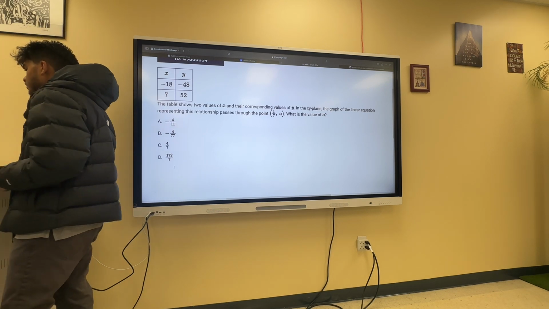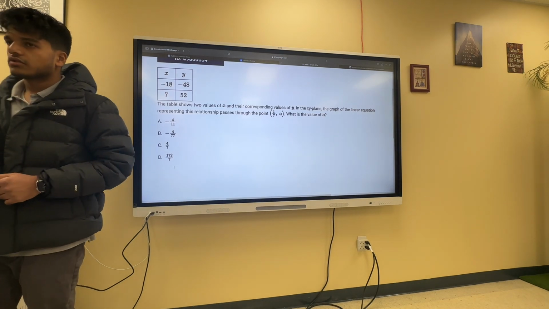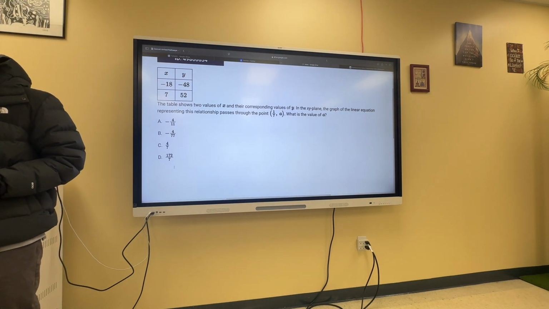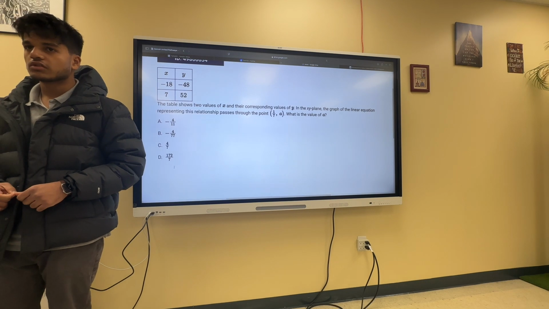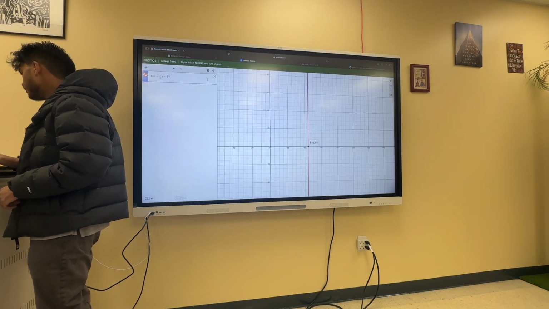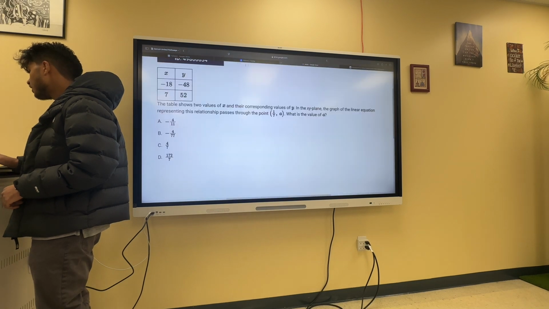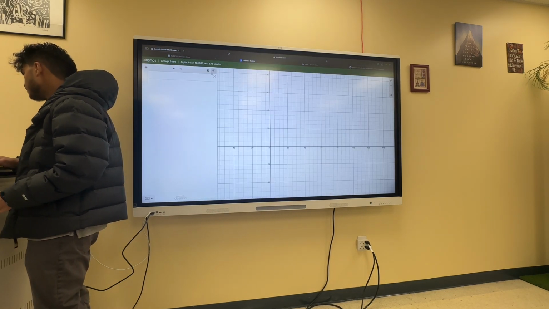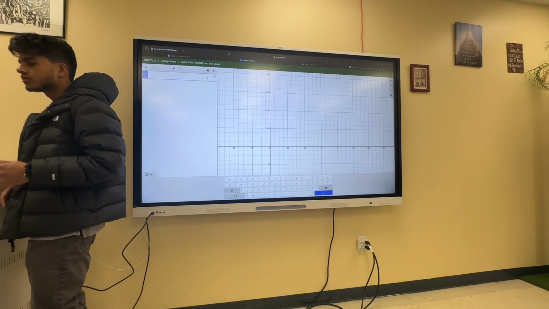So for this equation, if you don't know how to use Desmos, this is gonna be one of the hardest questions you're gonna encounter on the SAT. However, if you do know how to use Desmos, this will be really easy. All you have to do is linear regression, what I'm talking about. Linear regression is just plugging in the values into a table.